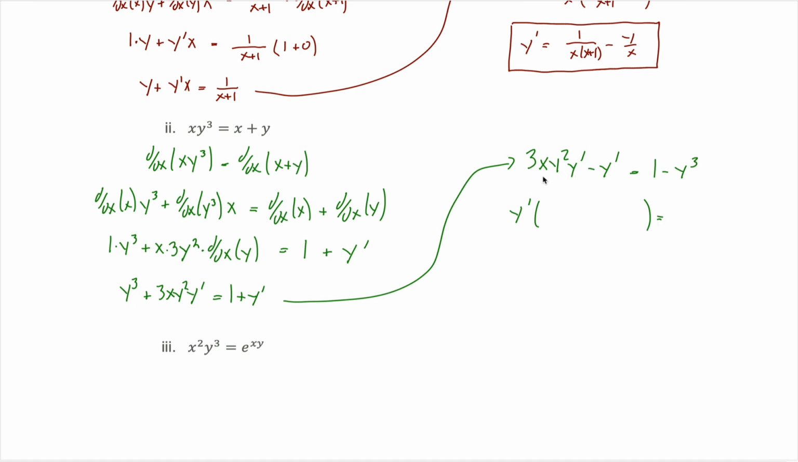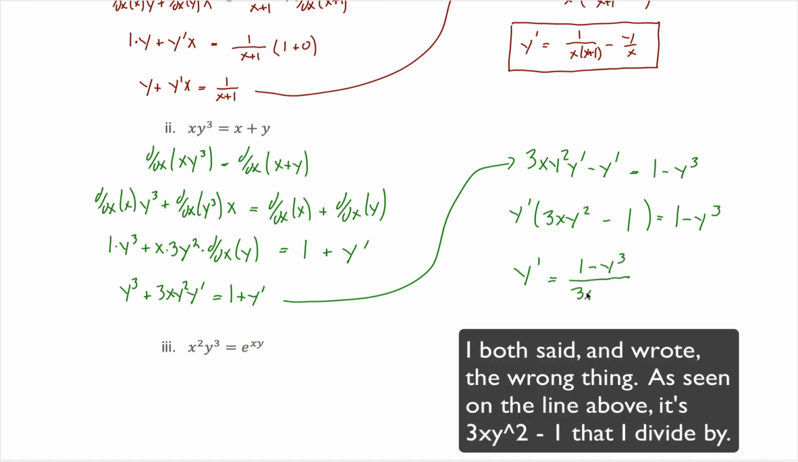If I pull a y prime out of this first term, I got 3xy squared left behind. If I pull a y prime out of this term, I have a 1 left behind. So the left side of my equation is y prime times 3xy squared minus 1. Nothing to do on the right side, that's just 1 minus y cubed, and now I'm a step away from solving for y prime. To get y prime all by itself, just divide by all this mess. My final answer for y prime is it's 1 minus y cubed divided by 3xy squared minus 1.